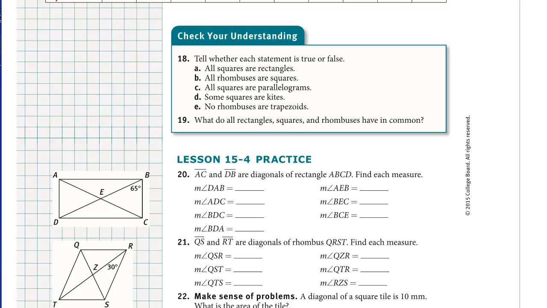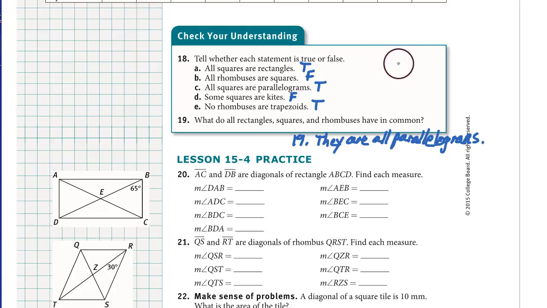In question 18, these are all separate questions to answer true or false. And here are the answers. Number 18, all squares are rectangles. That's true. To be a rectangle, there are 4 90-degree angles. So do all squares have 4 90-degree angles? Yes. Question B, all rhombuses are squares.